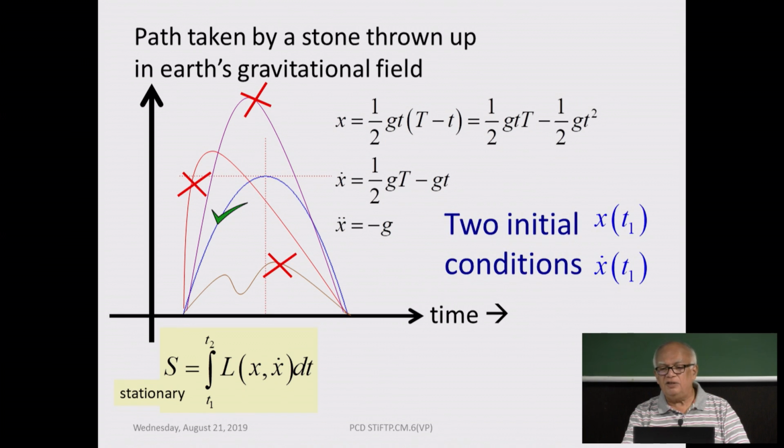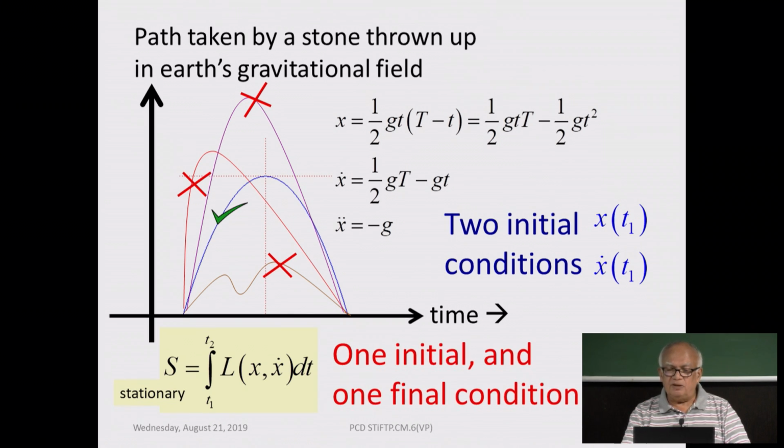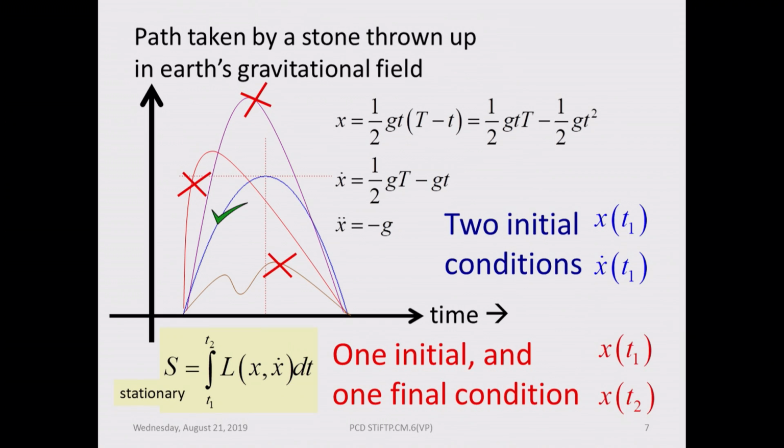So, this is answering the same question in mechanics, but using a completely different principle, that you have got one initial condition and one final condition, and at these extreme points T1 and T2, or in our arbitrary variable xi1 and xi2 space, there is no variation.